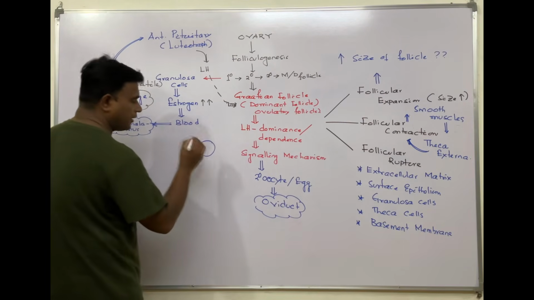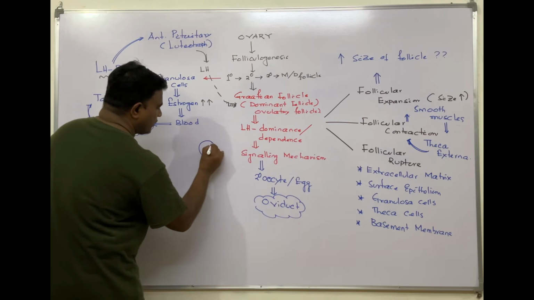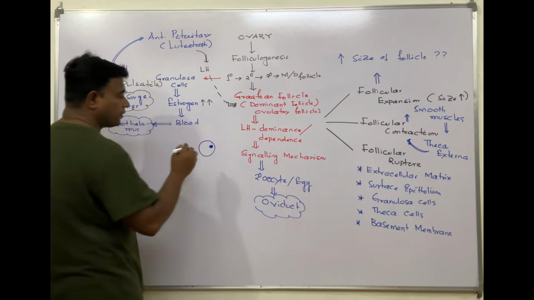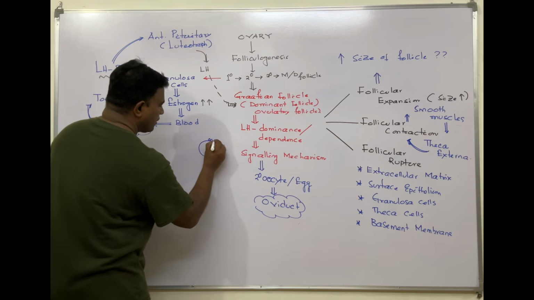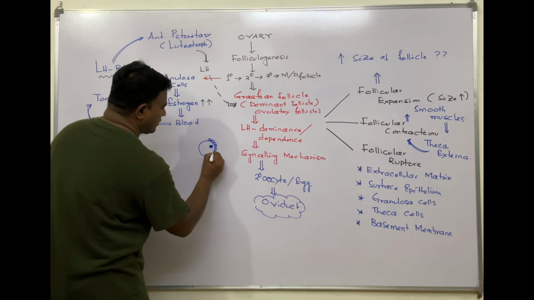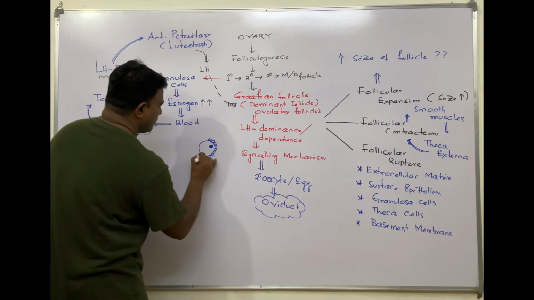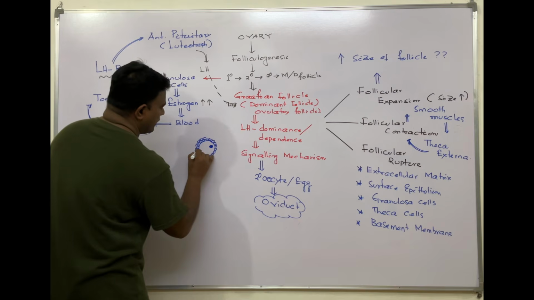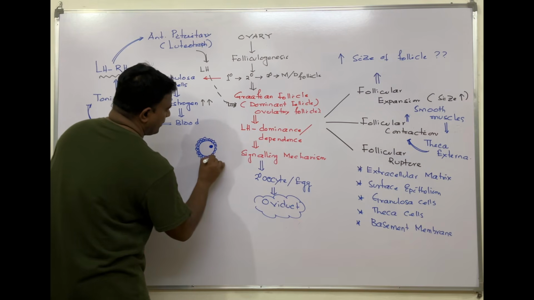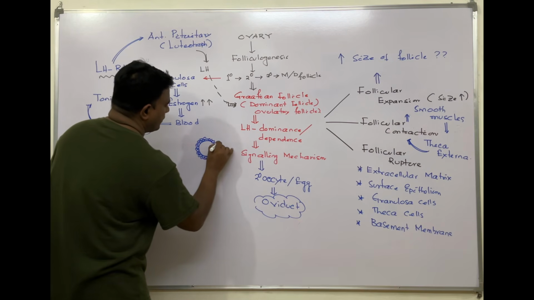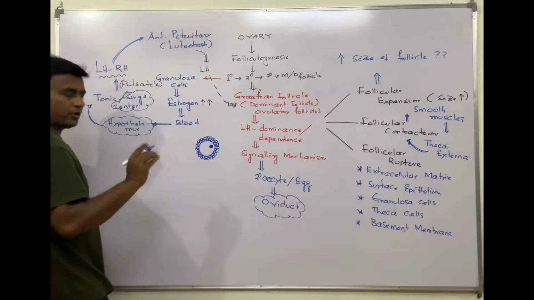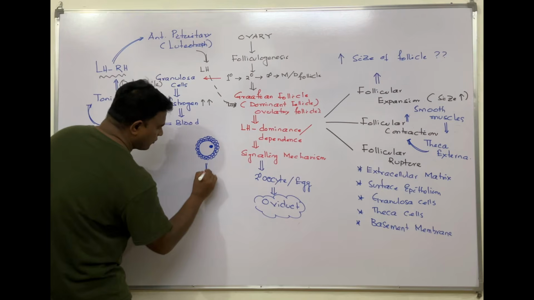I will draw the labeled diagram. This is the secondary oocyte surrounded by zona lucida. This is the secondary oocyte. This is the cumulus complex cells. So these are the cumulus cells. They are surrounding the oocyte, hardly 1 to 2 layers. Depending on the species, it may vary to 3 to 4 layers, but it is 1 to 2 layers here most commonly. So this is released outside.